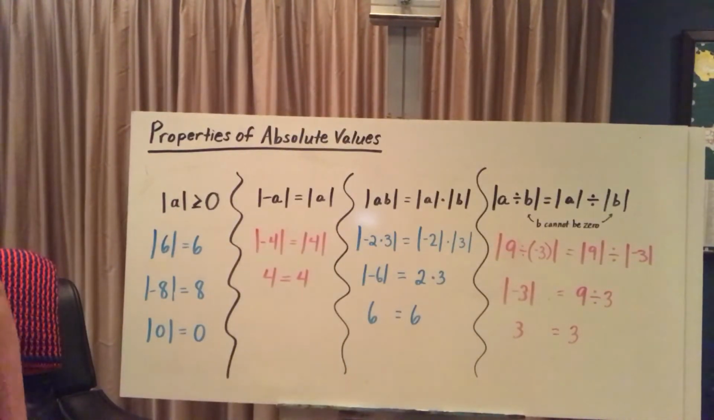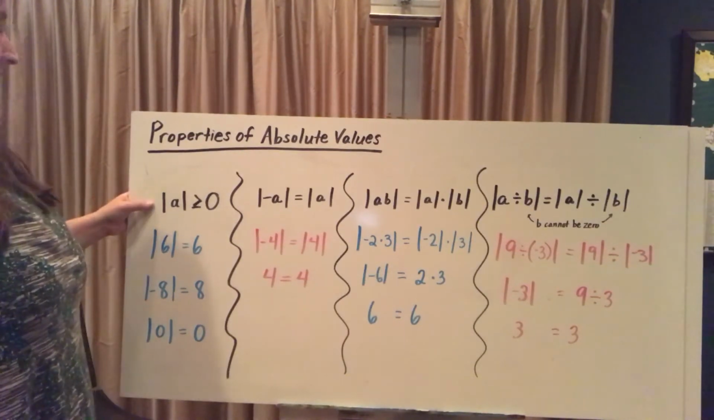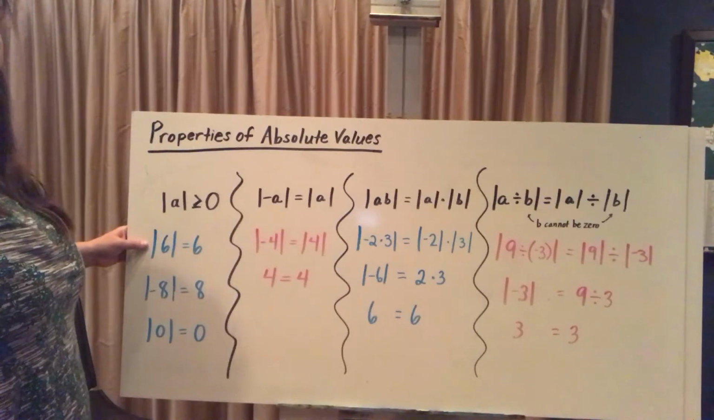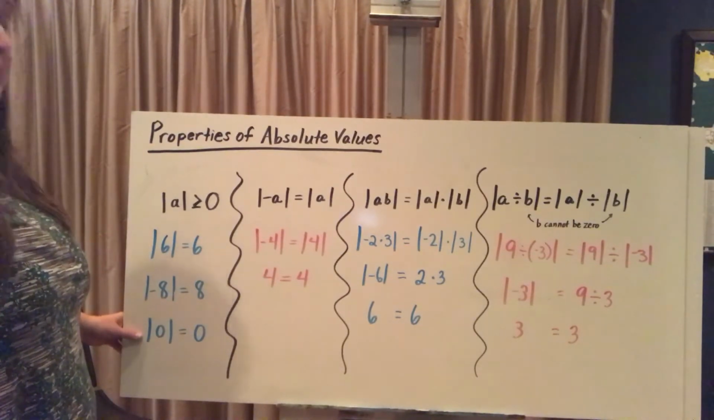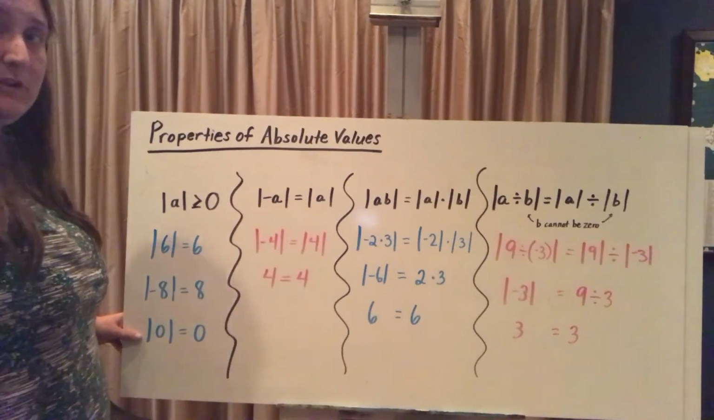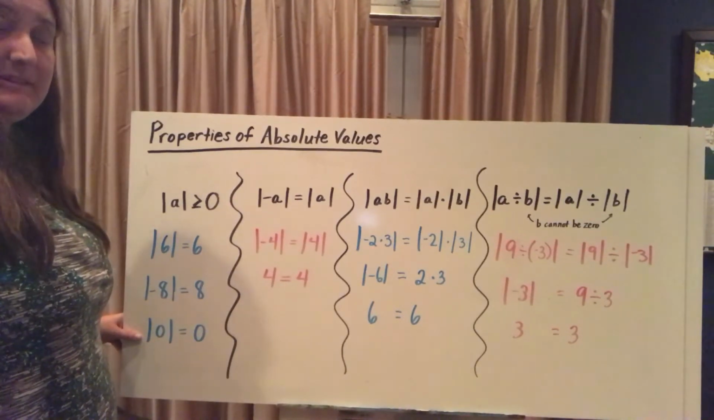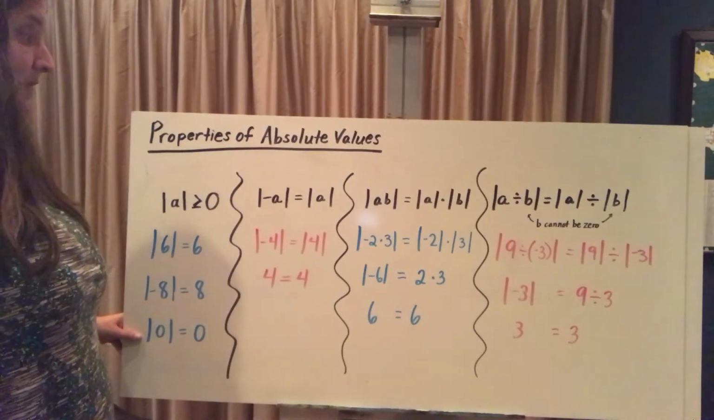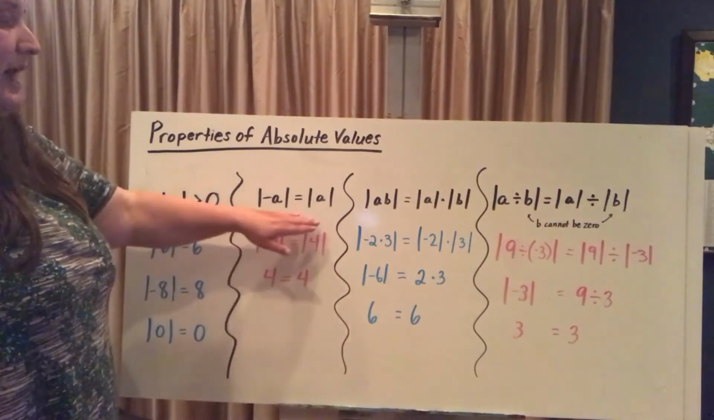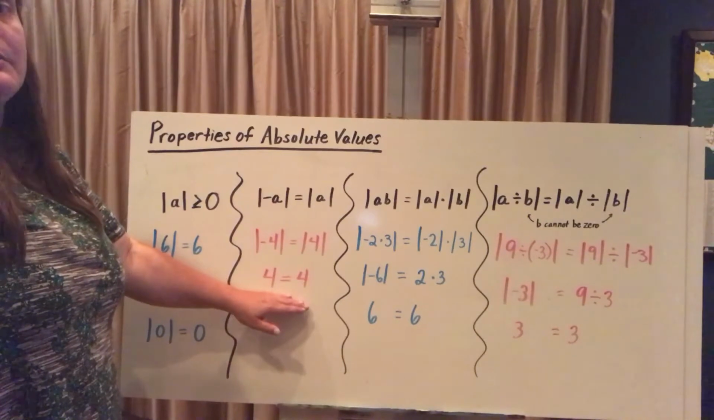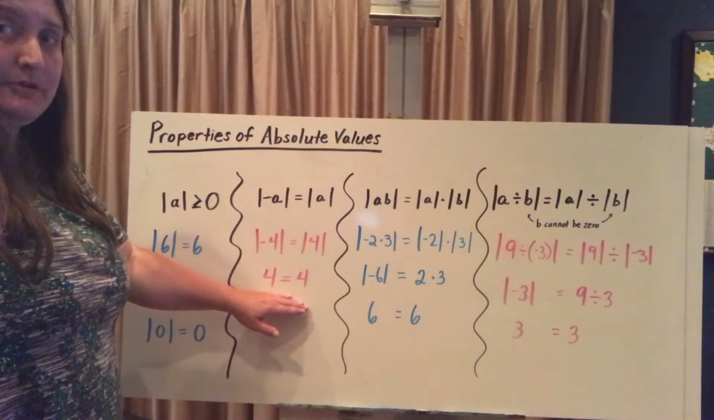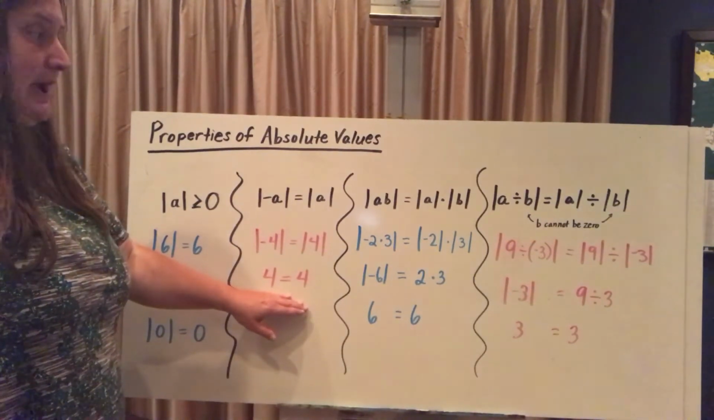Before we start solving absolute value equations, let's talk about some things that we know about absolute values. Absolute value is a number's distance from zero, so we know that anytime we're finding an absolute value, it's going to be positive or zero. Absolute values are never negative. Distances from zero are not negative. We also know that if we have two opposite numbers, they're going to have the same absolute value. They're both the same distance from zero, they're just on opposite sides of the number line.